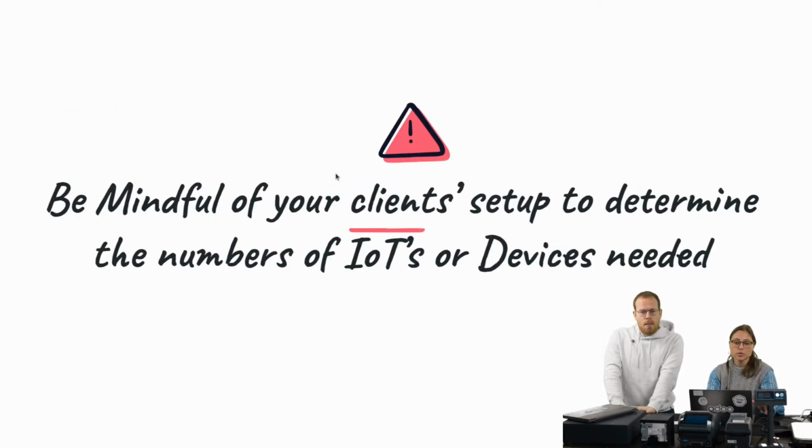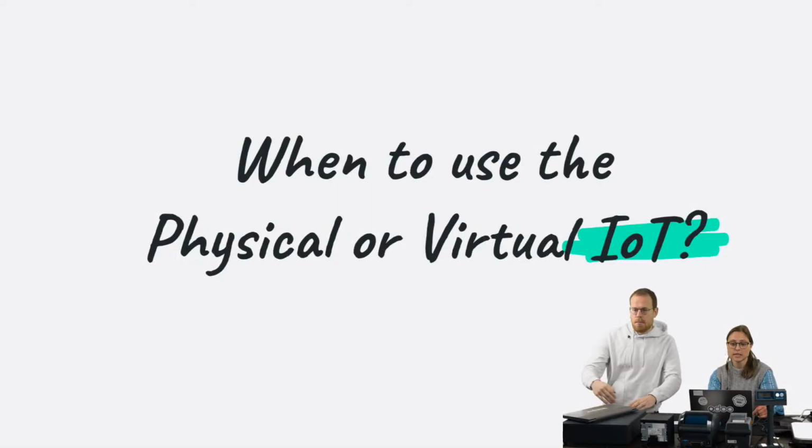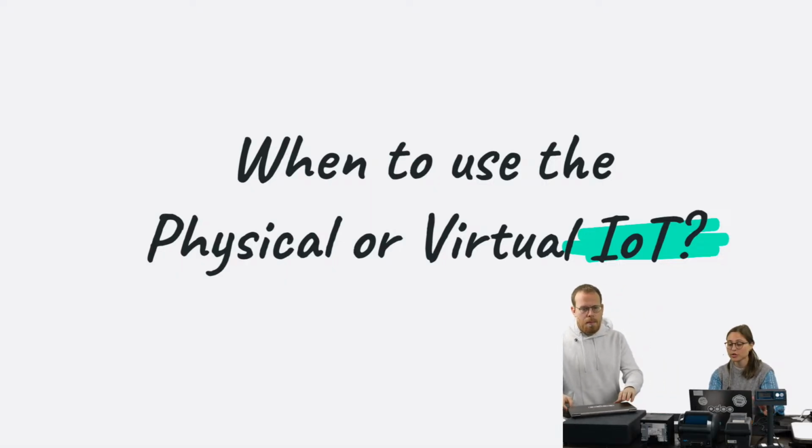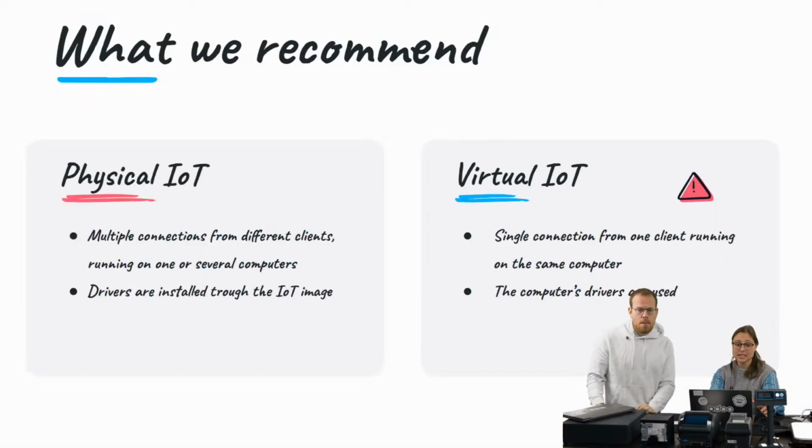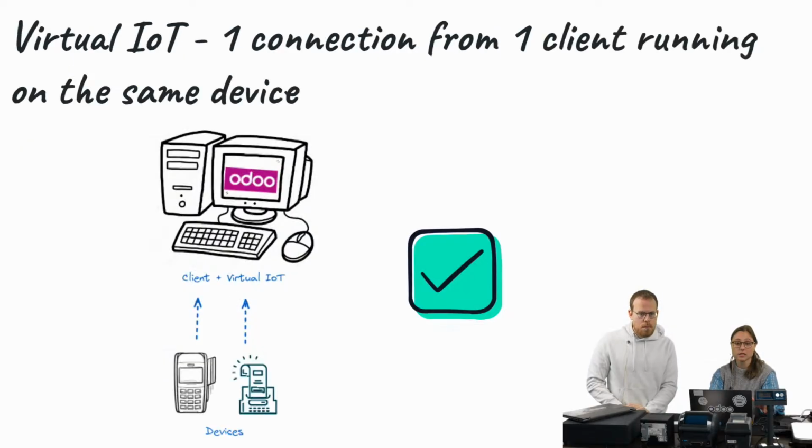Okay. So indeed, you need to be mindful of the setup in order to determine the number of IoT devices that you need. Now, when to use the physical or the virtual, that's basically what we recommend. Let's show it in images. It's to have one client running on the device, on which you are going to download the virtual IoT. And this computer needs to directly communicate with the printers.